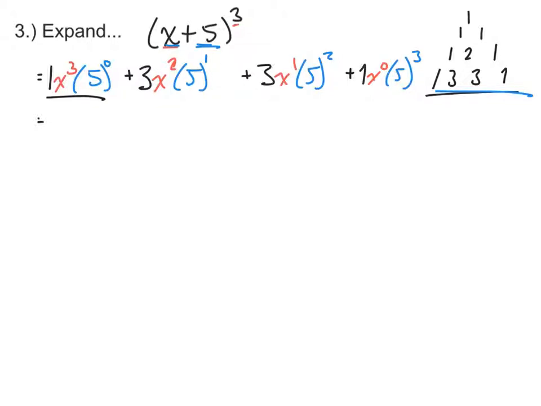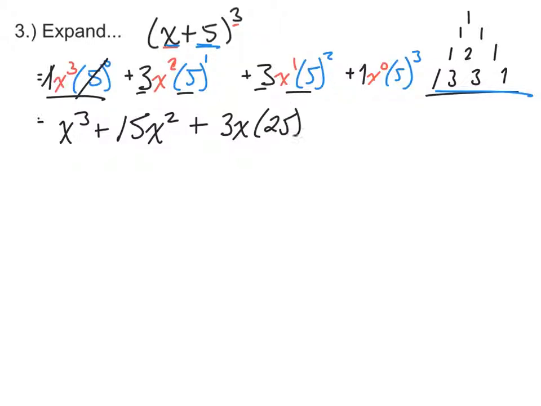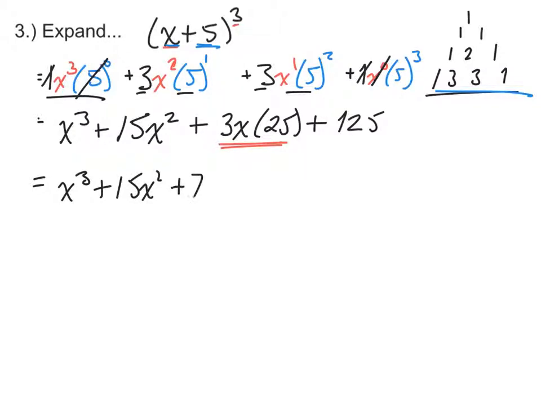In this first term, 5 to the 0, that's 1. This is a 1, so this whole thing is just going to be x to the third. In the second term, 3 times 5 is 15, x squared. In the next term, I got 3 times 5 squared. So maybe we'll leave it as 3x and then just find that exponent, 5 squared being 25. Finally, in the last term, we have a 1, x to the 0 is 1, and 5 to the third is 125. Now our last line of simplifying is to see if there's any more terms that still need to be multiplied. This is the only one. So x to the third plus 15x squared plus 3 times 25 is 75x plus 125. And that's our binomial expansion.